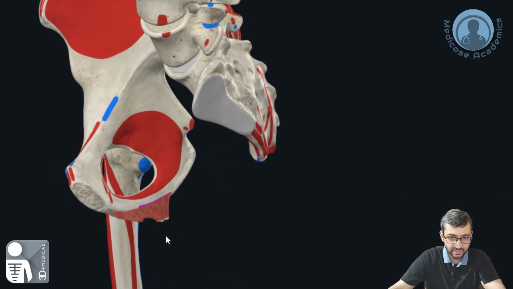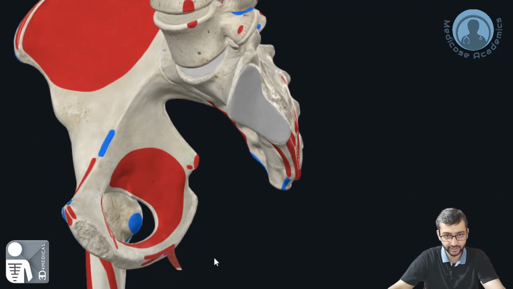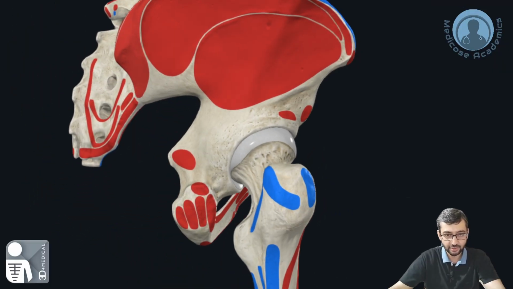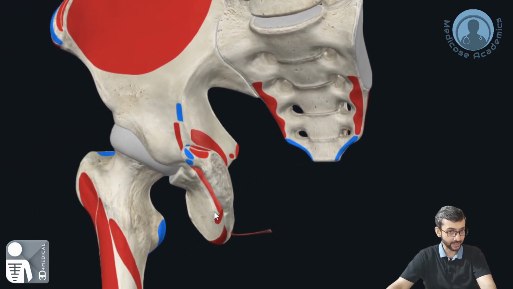So these are the set of muscles that we will discuss in a little more detail when we will do the perineum part of our anatomy. So these are all the muscular attachments. So we will move on now to the ligamentous ones.